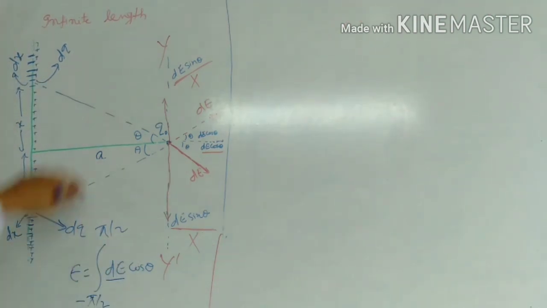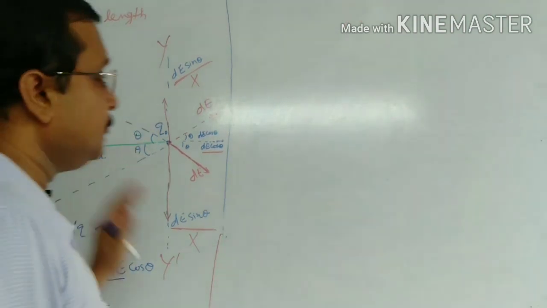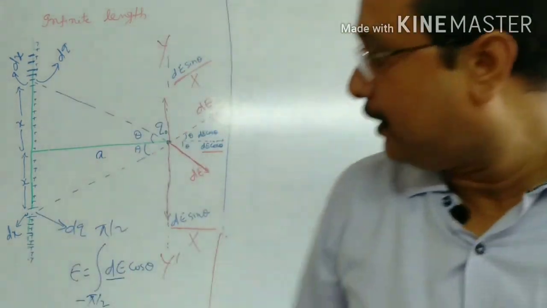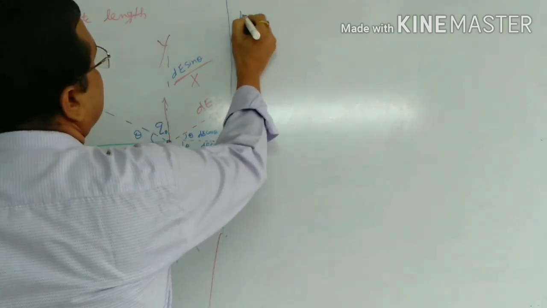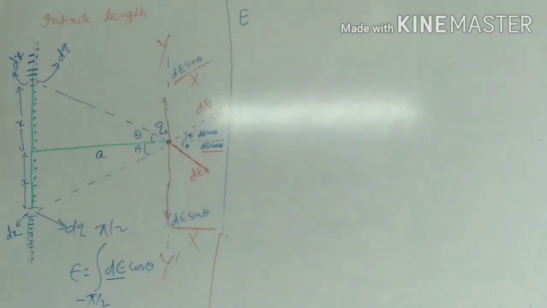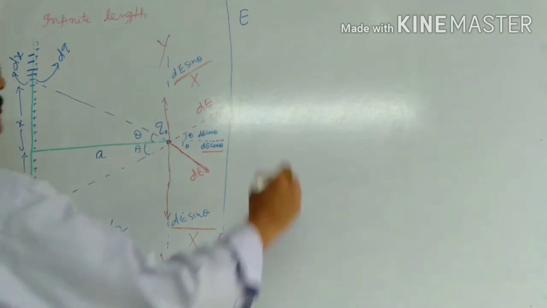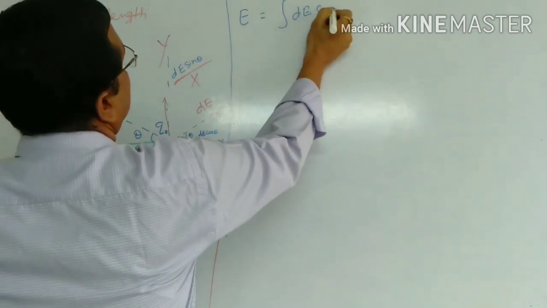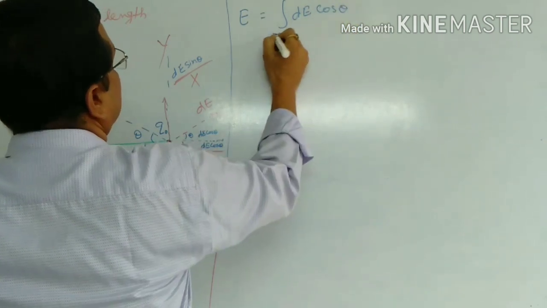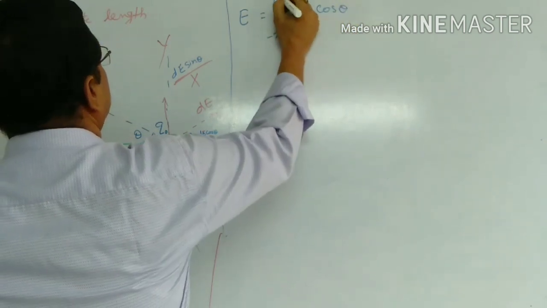For infinite length, everything we have discussed. Now we have to calculate. So what we have to calculate? E means integration of dE cos theta here. E means integration of dE cos theta, integration from minus pi by 2 to pi by 2.